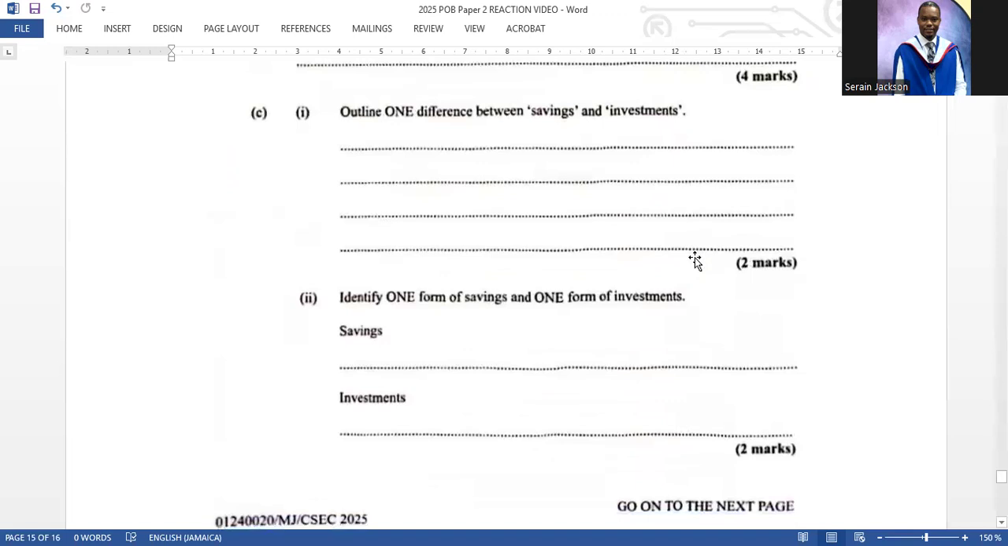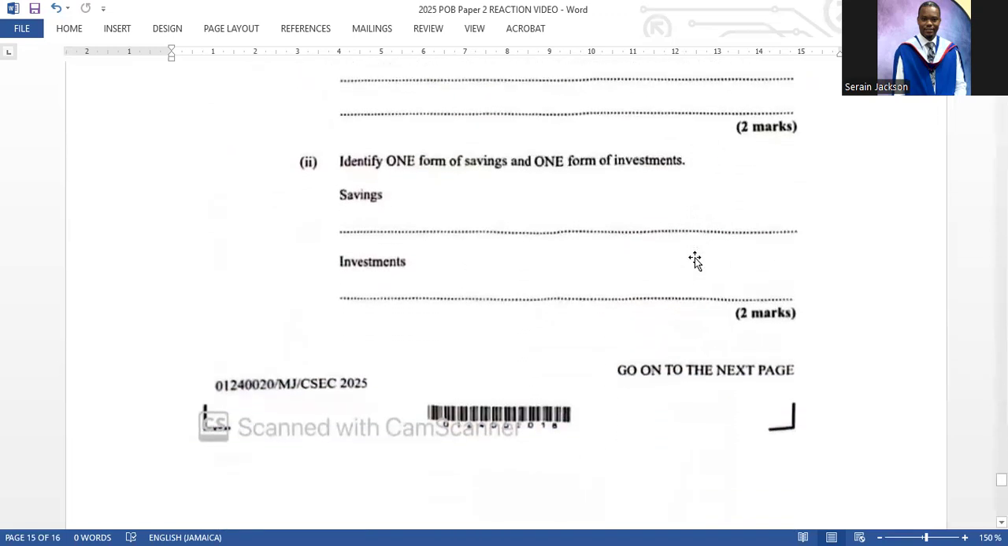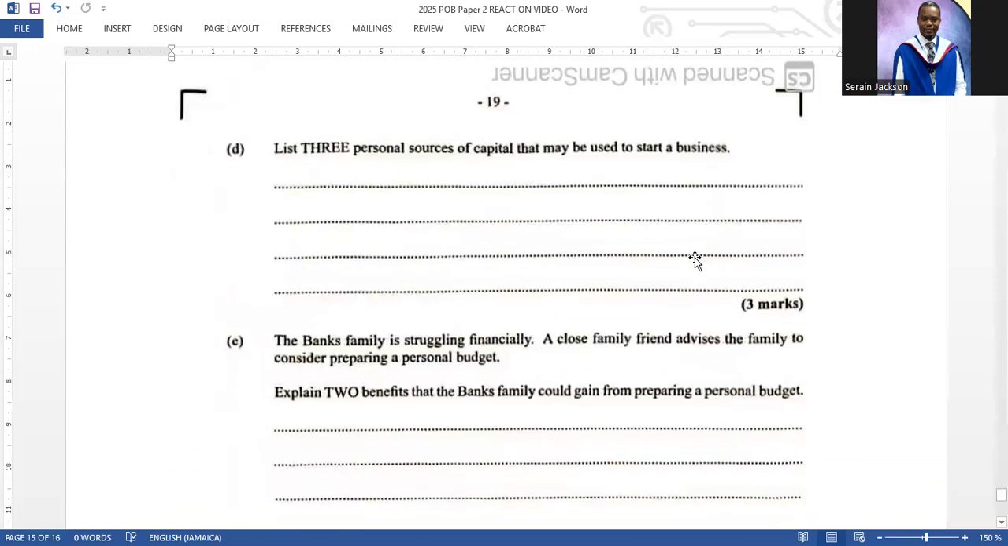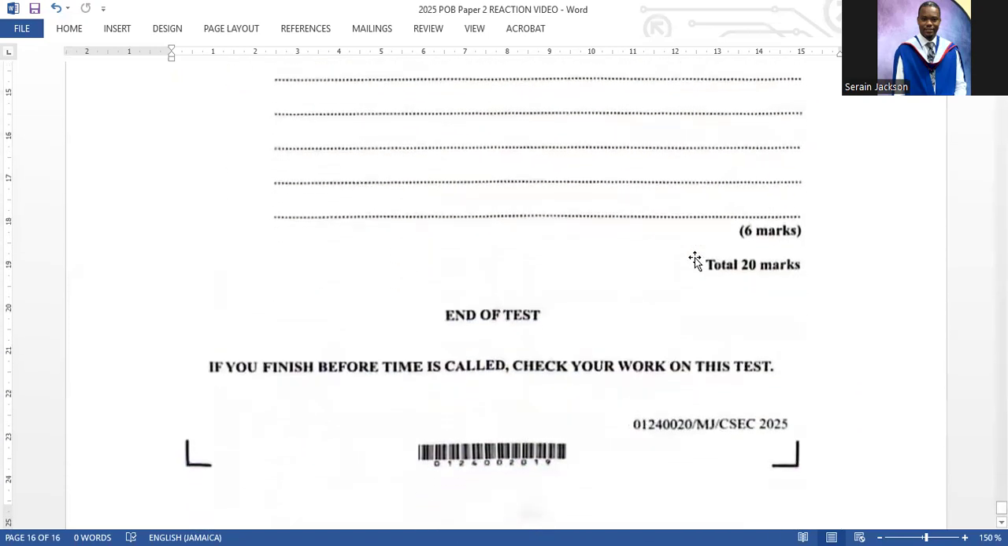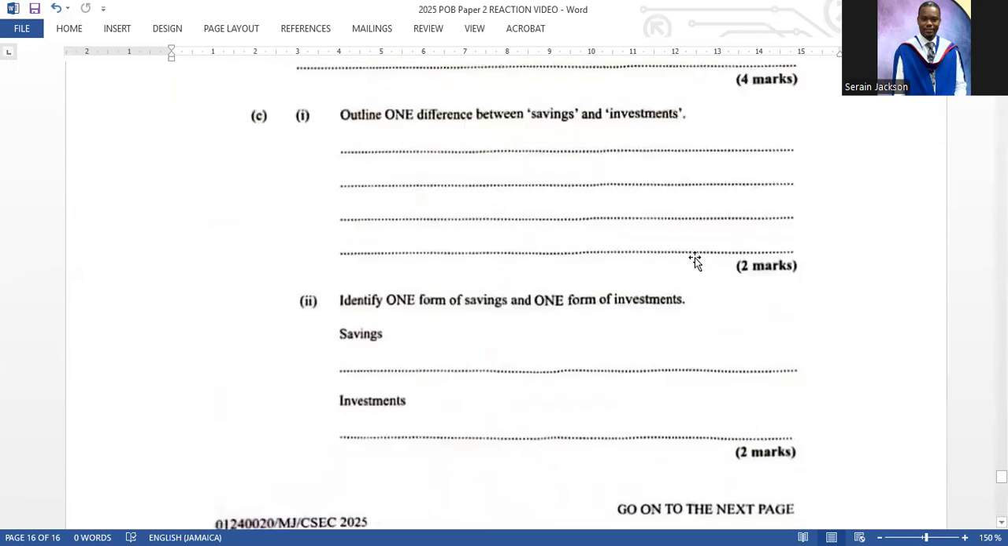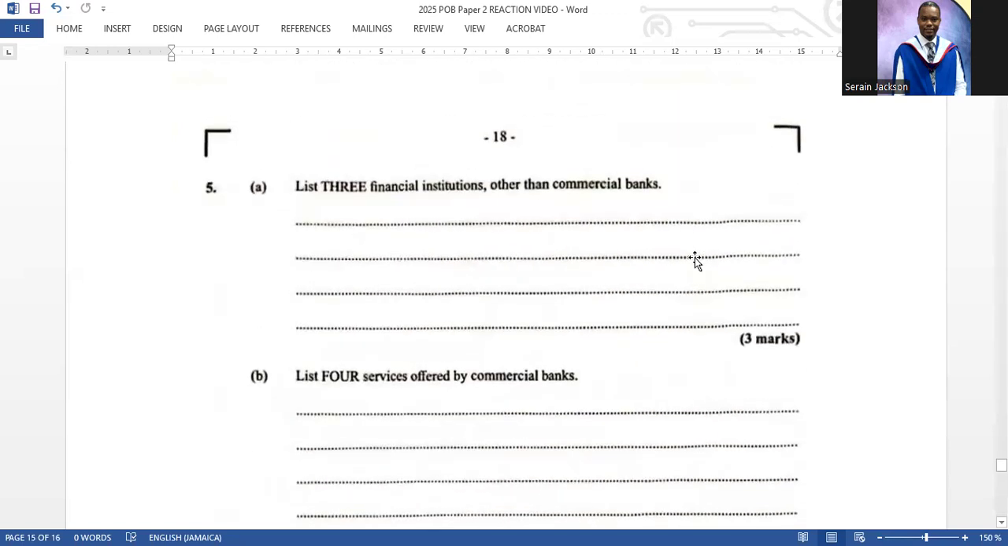Identify 1 form of savings and 1 form of investment, right? And list 3 personal sources of capital you would need to start a business. Outline or explain 2 benefits that a family could gain from preparing a personal budget. So this is budgeting, right? And that is it. So if you ask me, question 5 is the most difficult question on the paper, even though it's not difficult, right?